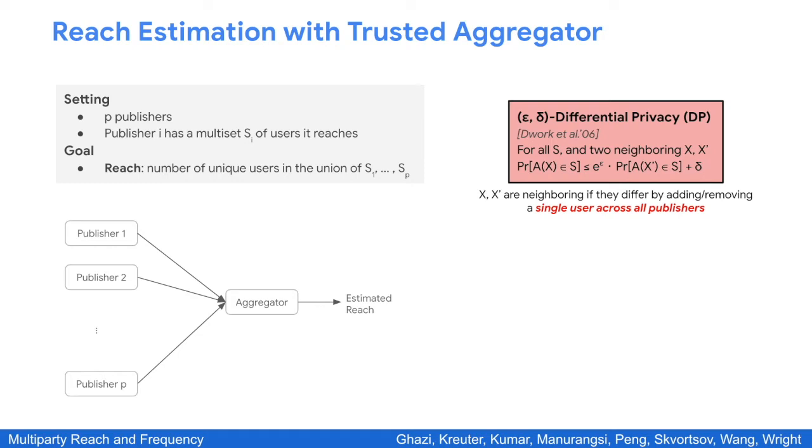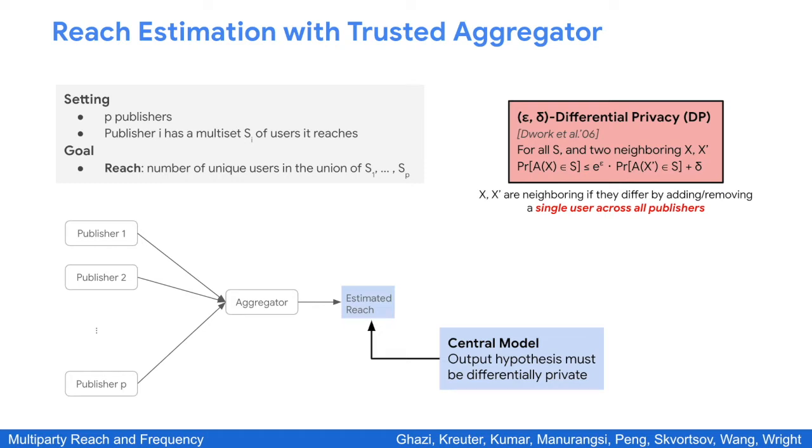In the central model of differential privacy, we only enforce that the final estimated reach be differentially private. Note here that there is no protection against the aggregator at all, and it is entirely possible that the publishers send their raw data to the aggregator. This is why we need to trust the aggregator in the central model. And this might not be the most suitable for the setting that we are in, for which there might not be a single party that can be fully trusted.